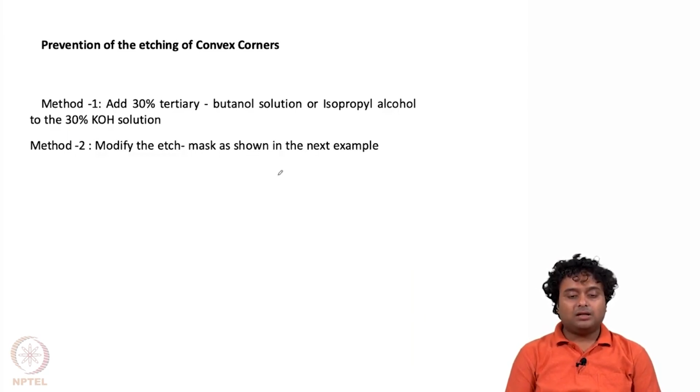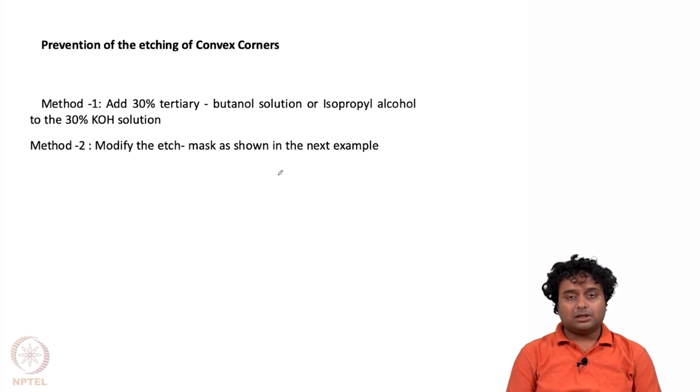Now there are different ways to prevent this convex corner etching. The first method is that we can add 30% tertiary butanol solution or IPA to the 30% KOH solution. So this will reduce the etching rate at the convex corner.